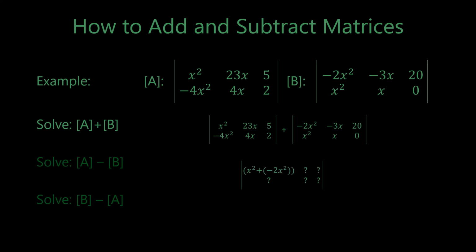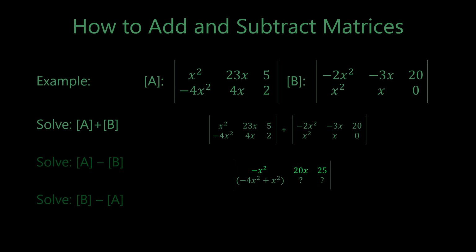Okay, so now we've had some time to work on it, and we're going to do it here together. We have x squared plus negative 2x squared. That's going to leave us with negative x squared in row 1, column 1. We're going to get 23x plus negative 3x, which gives us 20x. Next we get 5 plus 20, which gives us 25.